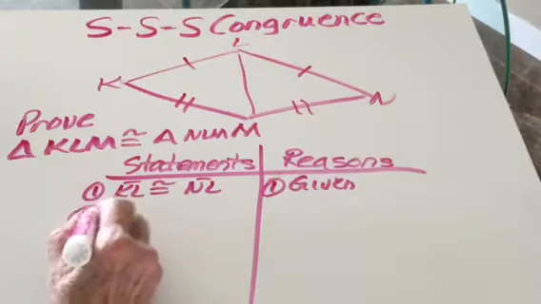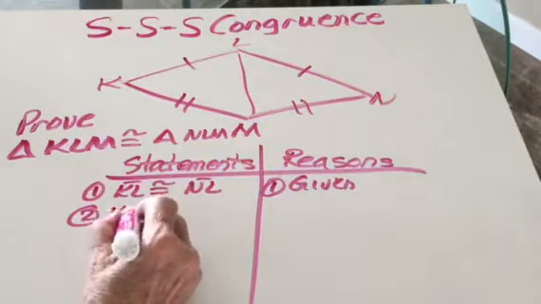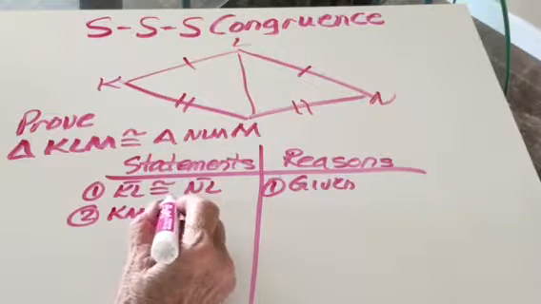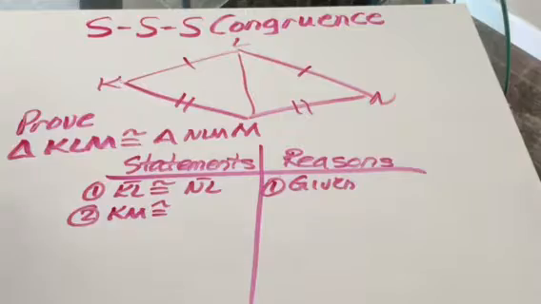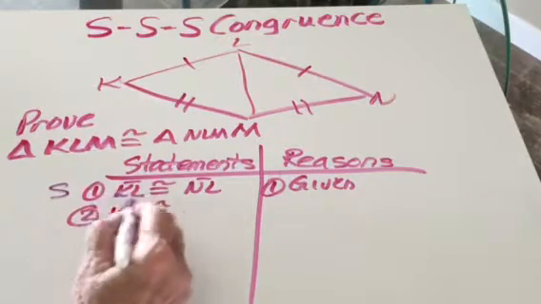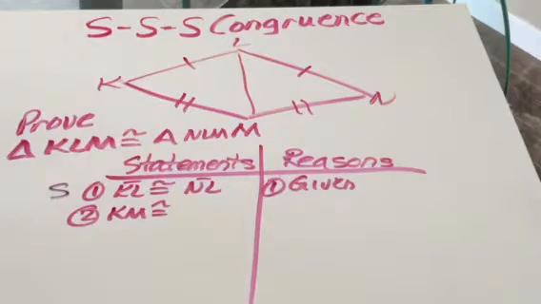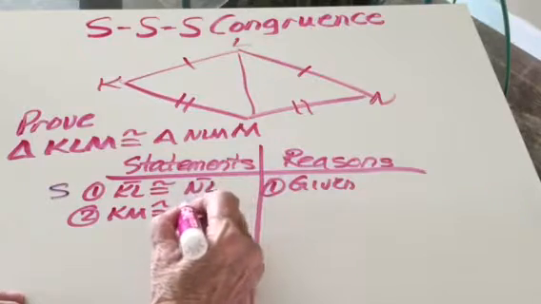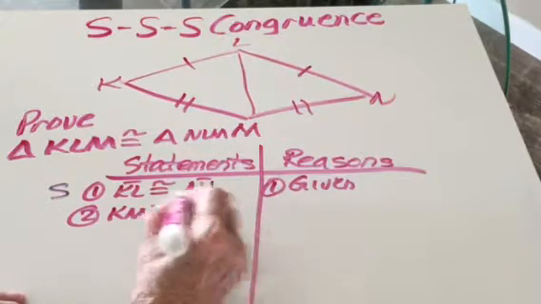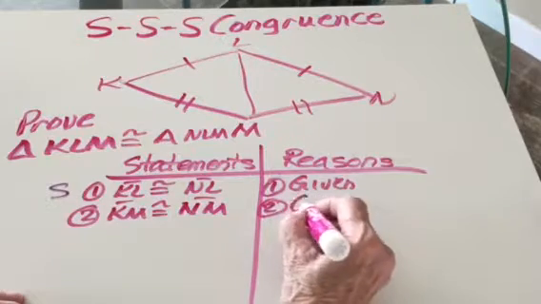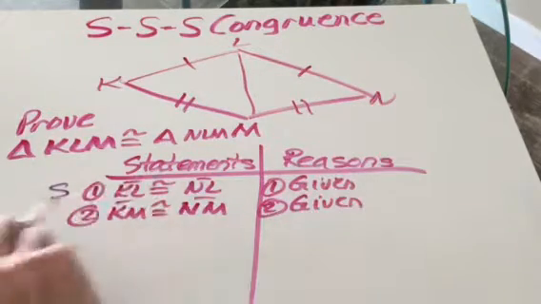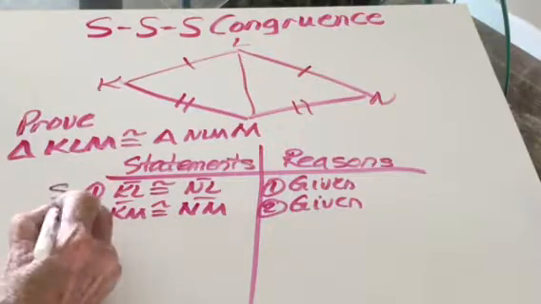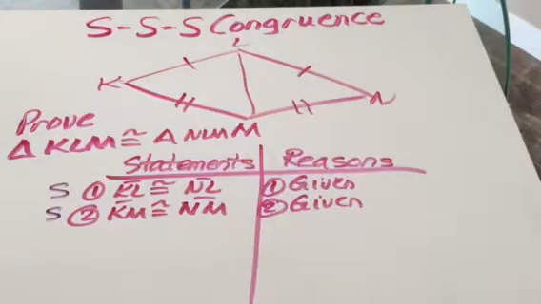Number 2, KM is congruent. Oh, wait a minute. Right here, I'm going to put an S next to this to tell me that that was the side. There are 2 sides that are congruent. KM is congruent to NM. How do I know? Number 2, given. You see what I mean by given? All right, now there's another S. Well, in order to prove that these 2 triangles are the same, I either need to have an angle here, or I need to have another side.